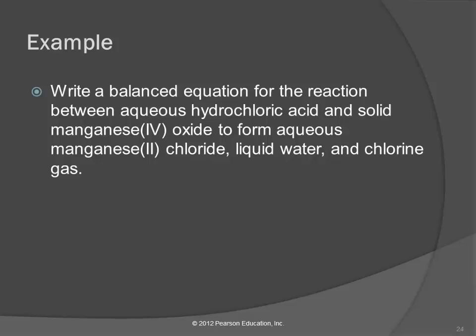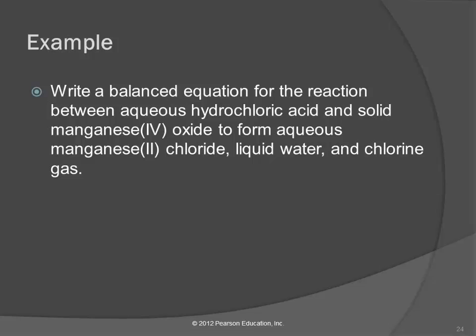Write a balanced equation for the reaction between aqueous hydrochloric acid and solid manganese 4 oxide to form aqueous manganese chloride, liquid water, and chlorine gas. Oh, so this is getting a little more complicated. We can do this, okay? We're getting some practice from chapter 5, aren't we?